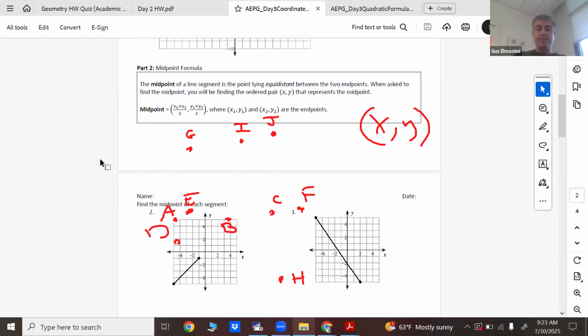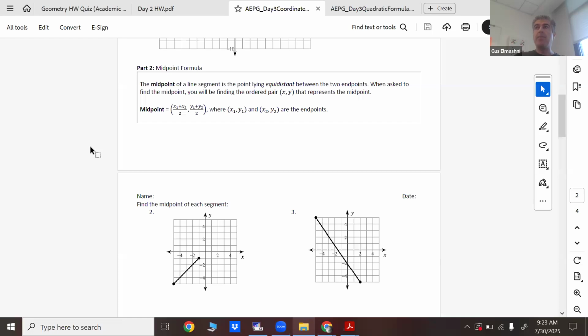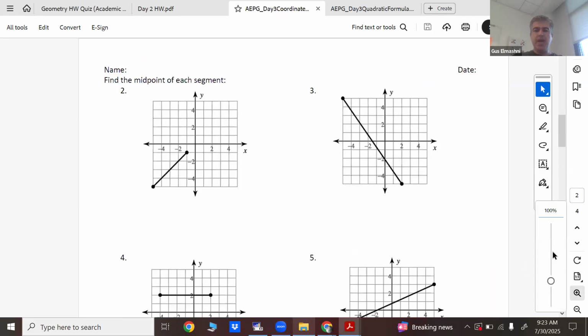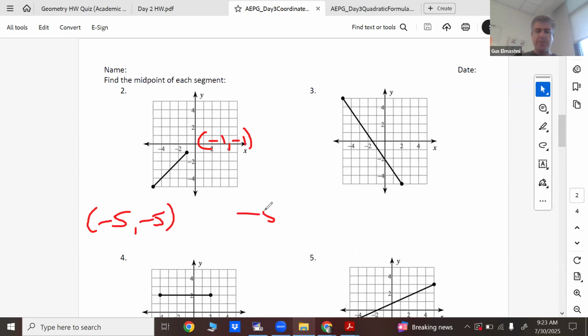Okay, midpoint formula. As I said, it's simply the average of your two endpoints. So you're given 2 points. You want to find the point that's exactly between those 2 points. So if I look at this here, sure, I can get very formulaic. This is -1, -1, right? That's -5, -5. Great. And I could just say, hey, -5 plus -1 divided by 2, comma, -5 plus -1 divided by 2. So it's -3, comma, -3.